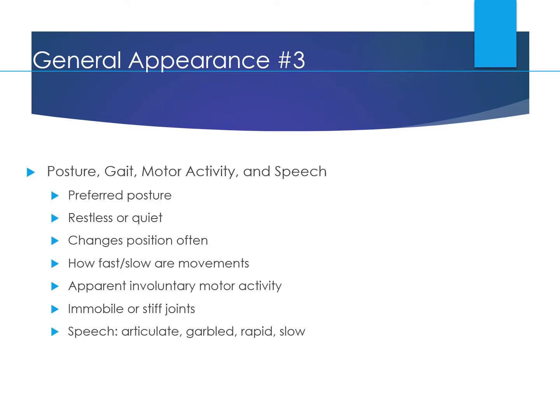When you observe for the posture, gait, motor activity, and speech, you need to look for the preferred posture, whether the patient is restless or quiet, whether there are any changes in position, how fast or slow are the movements, is there any involuntary motor activity, are there immobile or stiff joints, how is their speech, is it articulated, is it garbled, rapid or slow.